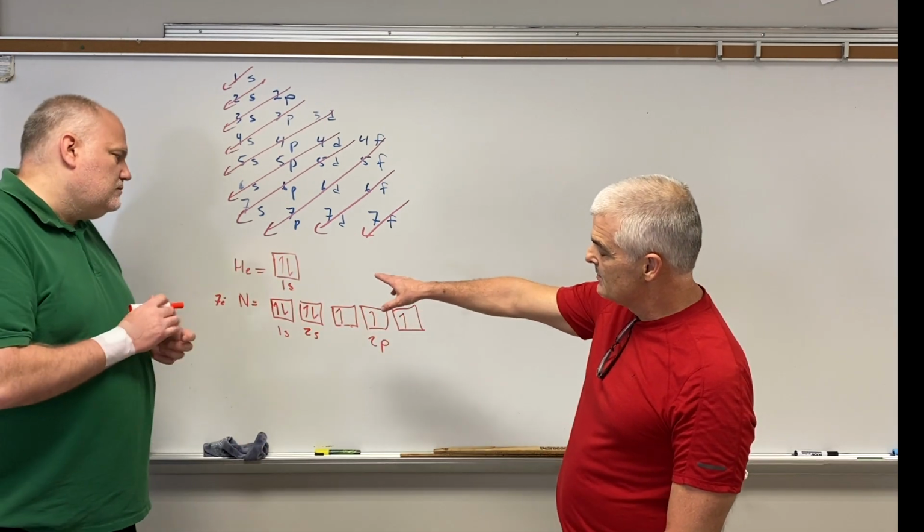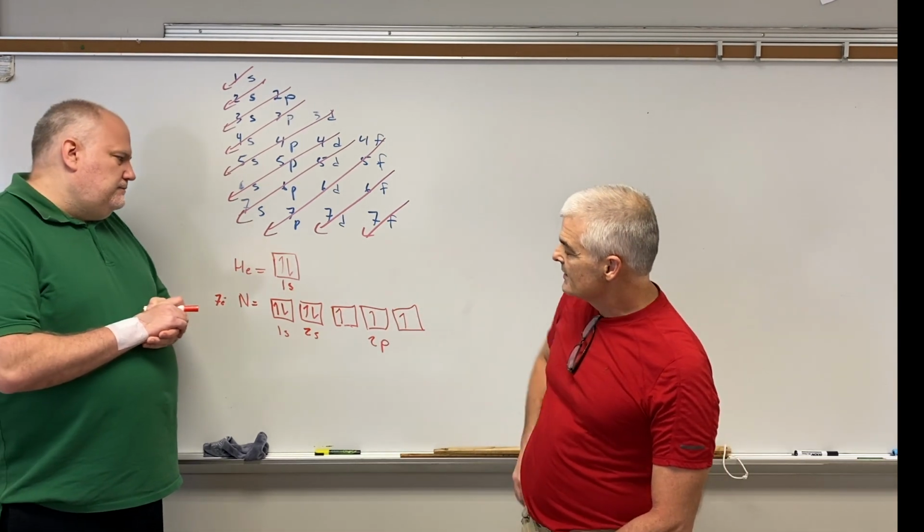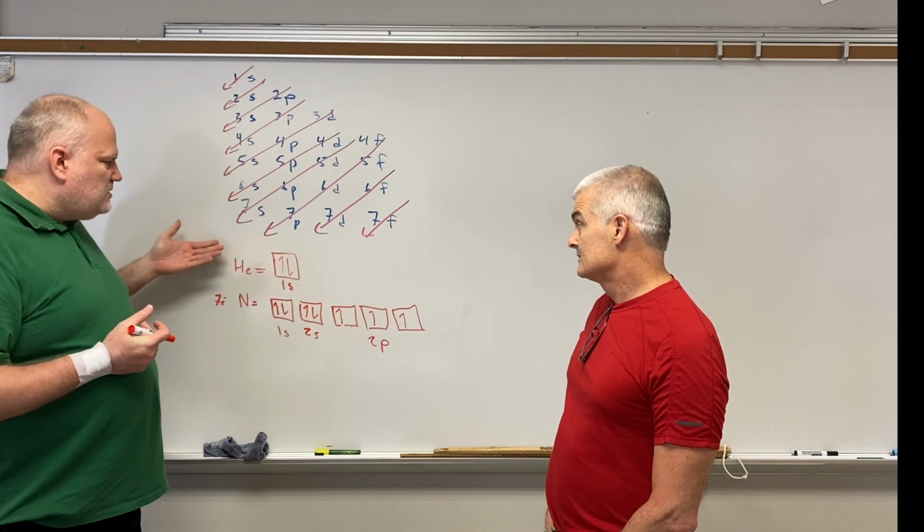Now, one other thing we should say, Mr. Dimitrievich, is how else do we write this? Besides 1s, there's a kind of notation. What would we write? Well, this is called orbital notation.